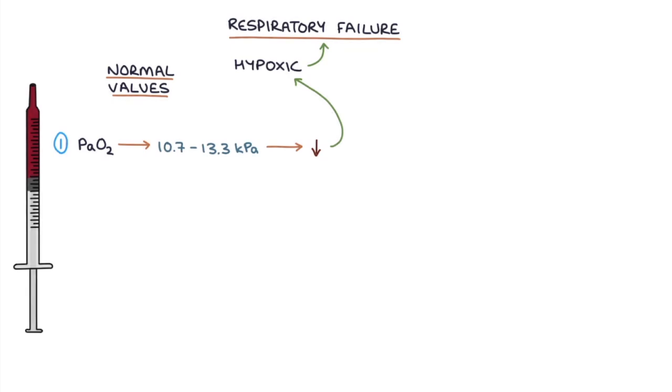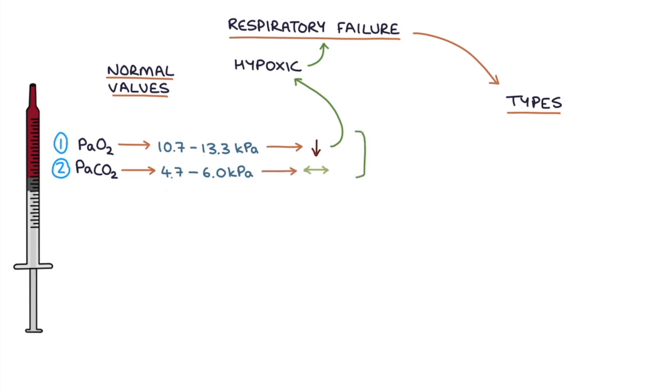It's important to distinguish between the types of respiratory failure. A low PaO2, or partial pressure of oxygen, indicates hypoxia and respiratory failure. If the patient has a normal PaCO2, or partial pressure of carbon dioxide, with a low PaO2, this indicates type 1 respiratory failure. Only one of the PaOs is affected, with a low PaO2.